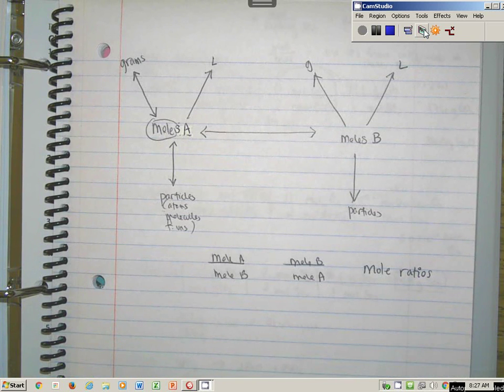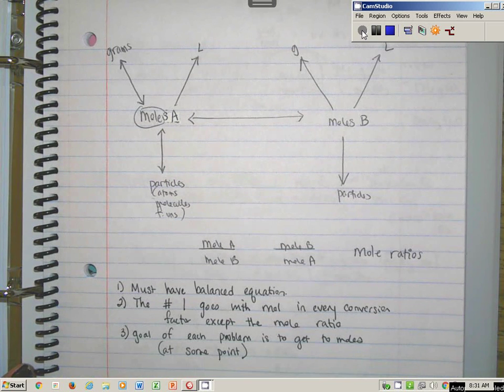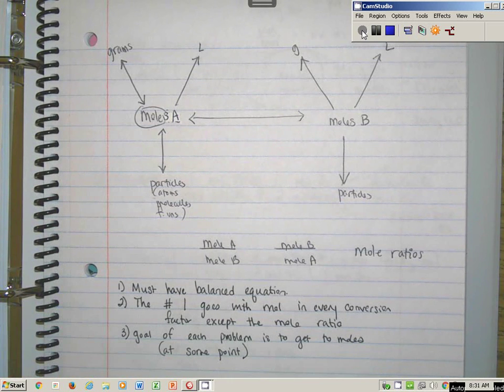I'm going to pause the video for a second. Alright, I've added some stuff to the bottom now. So I have some tips for you about how this is going to work. It says right here, in order to do a mole ratio problem, you have to have a balanced equation. And I'll show you why in just a minute. Number 2 says the number 1 will go with the word mole in every conversion factor except the mole ratio. Number 3, the goal of every problem is to get to moles at some point.